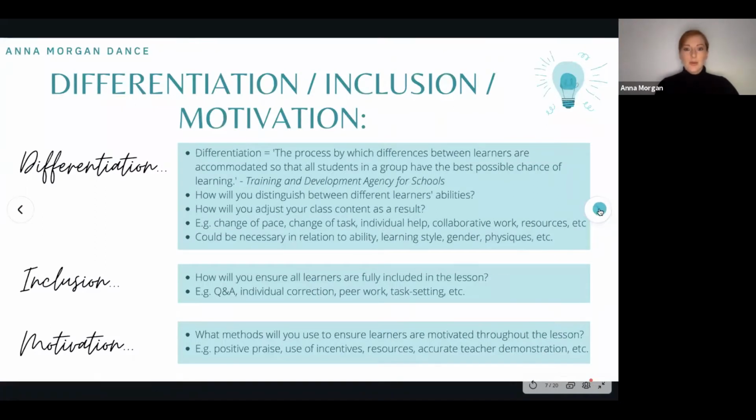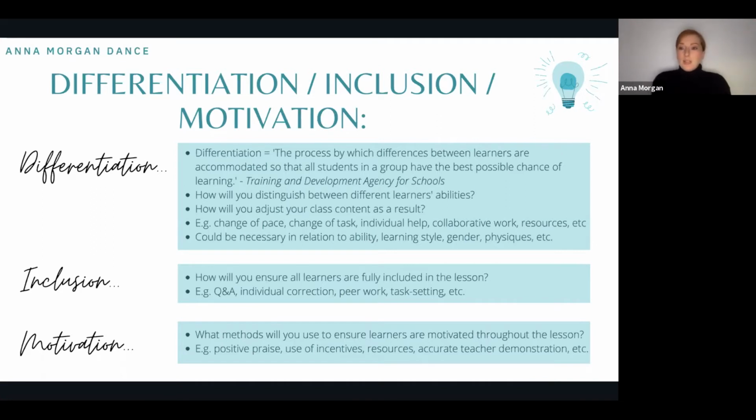Okay, next up we have a box for differentiation, inclusion and motivation. So first of all, what do those words mean? Differentiation is the process by which differences between learners are accommodated so that all students in a group have the best possible chance of learning. And that's a little quote from the Training and Development Agency for Schools.